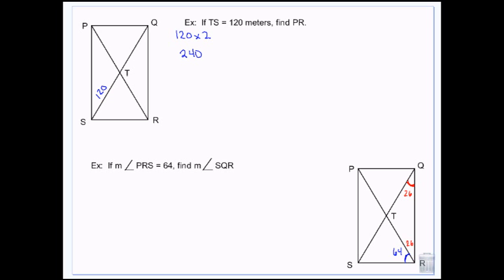Because all of these will be the same, and then all of these will be the same, in a rectangle. Questions on those two?